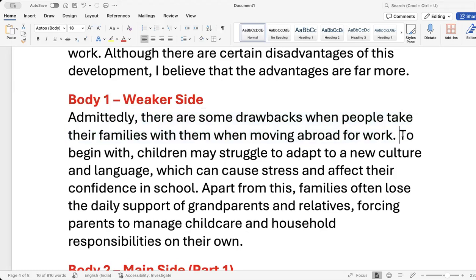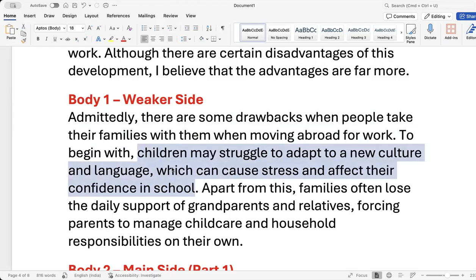Then I put a connector. I use a simple connector to begin with. Why do I use this? Because in this case, students don't make grammatical mistakes. If I use other connectors, I've seen the main problem is that sometimes students are not able to combine it properly into a sentence. So "to begin with" makes it simpler for students. They don't make grammatical mistakes when they use this connector. And then I just write my point.